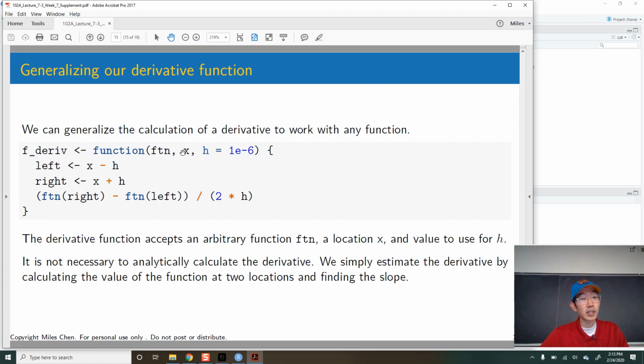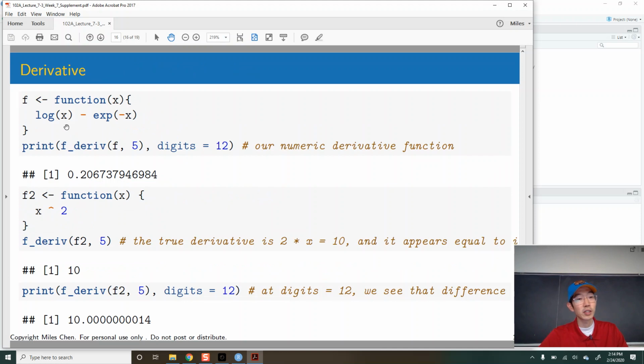And then you say, what is the derivative at this location x? You just say, here's the x value, x minus h. On the right side, it will be x plus h. We do function on the right, function on the left, take the difference between those, divide by 2 times h. Okay, and then you can plug in. So if this is our function, we can do this and it works.